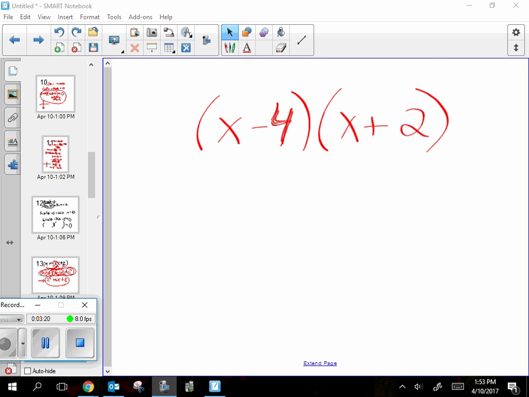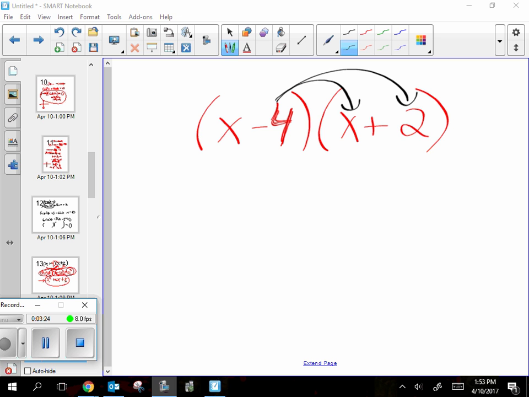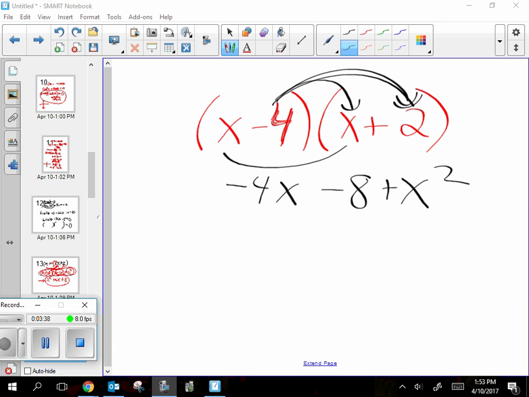All right, so you go this times this and this times that, and you should have got negative 4x. I know somebody forgot that negative. And then negative 8, right? And then an x and the x makes x squared, and that's a positive x squared. And then the x and the 2 makes 2x. Those are your 4 parts. This and this go together.